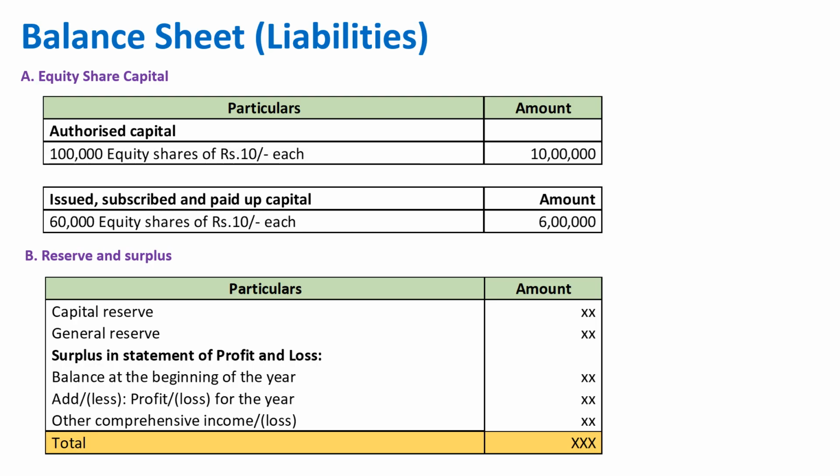Now, reserves and surplus. Under reserves and surplus, you will have different types of reserves, like capital reserve and general reserve, and then surplus in the statement of profit and loss. When you prepare the profit and loss account, you will have a profit or loss that has to be transferred to the equity fund under reserves and surplus. Here is the table you show to the shareholders: the balance at the beginning of the year, add profit or loss for the year, adjustments, then if there is any other comprehensive income, that has to be adjusted, and the net will be the net reserves and surplus which is available to the shareholders.